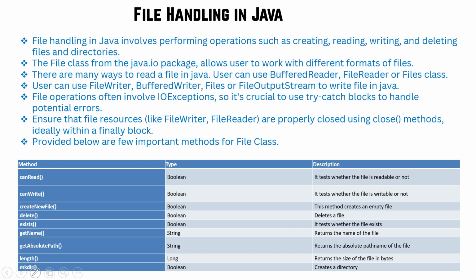And in case you want to create some file within any folder structure, we can call the create new file method. After that, we can check the existence or delete the files. We can get the file name, absolute path, length. We can check which file is readable, writable, like that.